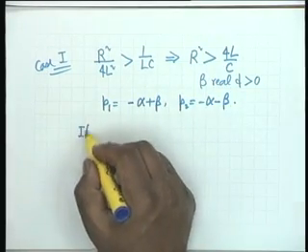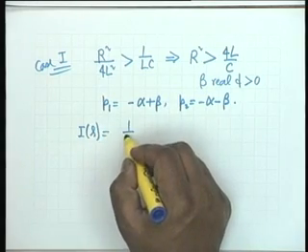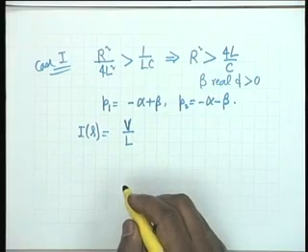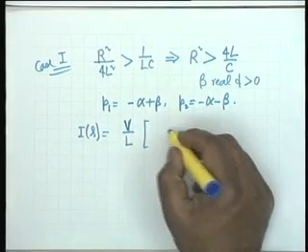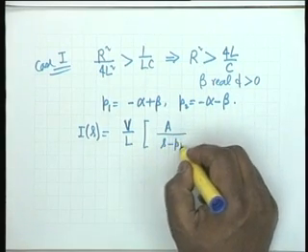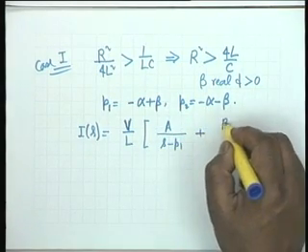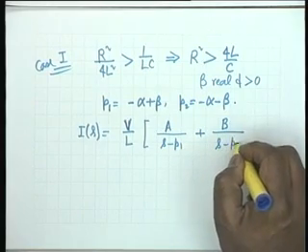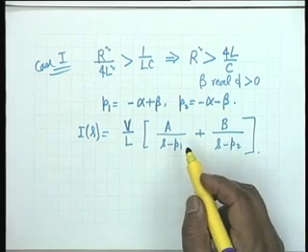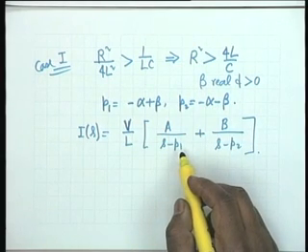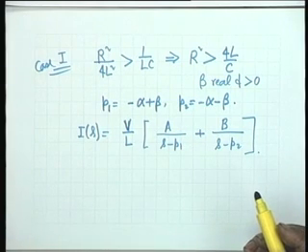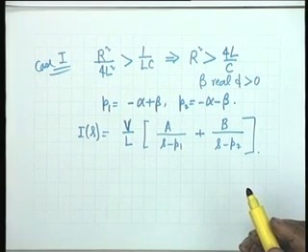And our equation I of S is given by 1 over L. Now it would be V by L, then A by S minus P1 plus B by S minus P2, now we make the partial fraction expansion. And you can easily see that capital A would be 1 over P1 minus P2, and B would be minus 1 over P1 minus P2.